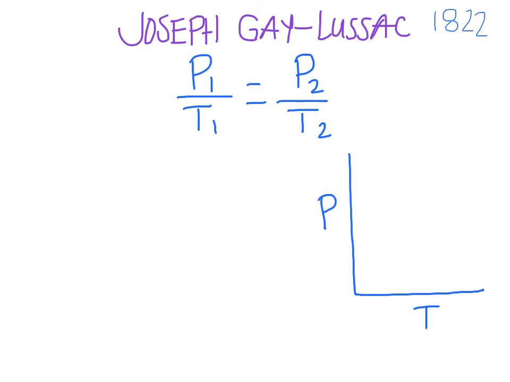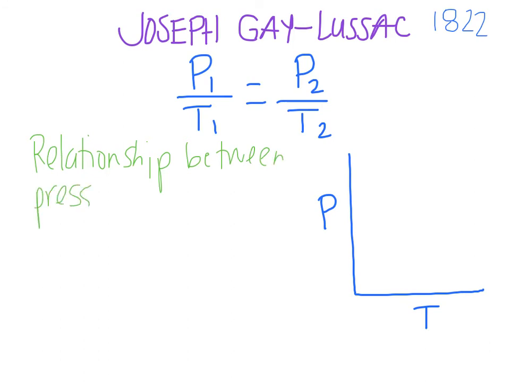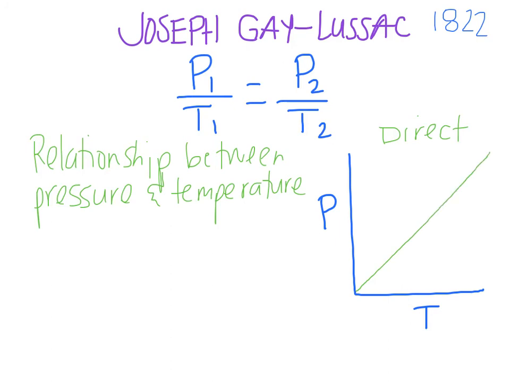The final scientist in this video is a man known as Joseph Gay-Lussac, and he did his research in 1822, and he studied the relationship between pressure and temperature. And so you can see the formula there is the initial pressure divided by the initial temperature equals the final pressure divided by the final temperature. And so just like Charles's law, these two variables have a direct relationship. As temperature increases, pressure is going to increase.